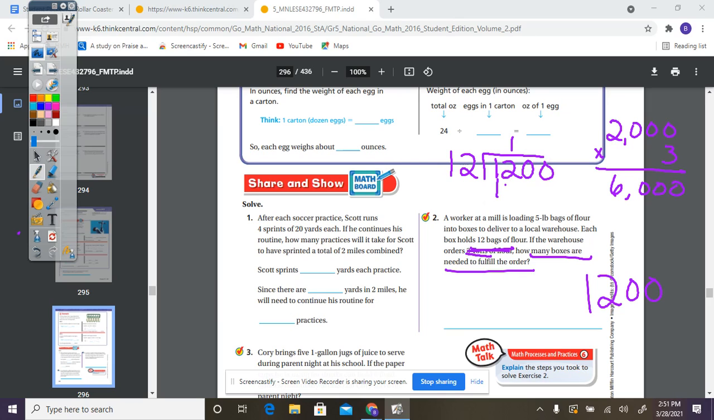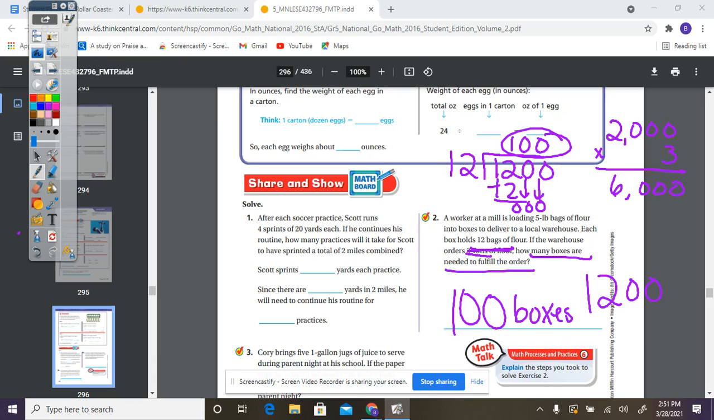12 goes into 12 one time. Get 0, bring down 0, bring down that 0. Okay, so that means that I'm going to have 100 boxes. 100 boxes will hold all of the flour that they are ordering.